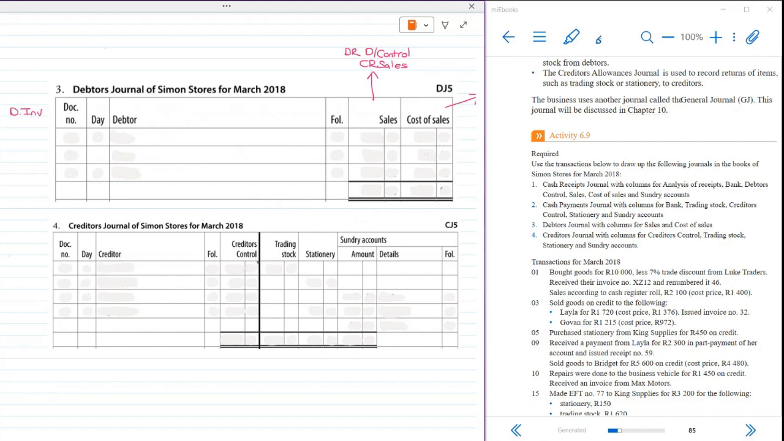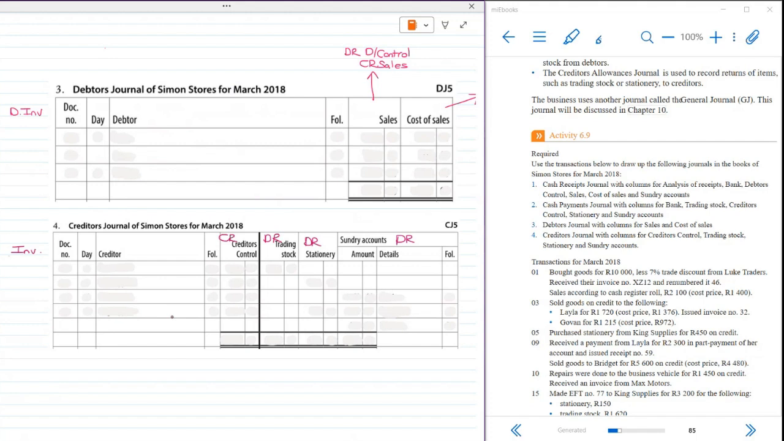So if I owe them, the liability would need to increase, and the only way we can increase the liability is if we credit it. So I'm going to credit my creditors control and debit the rest of the items. So I'm going to debit trading stock, debit my stationery, and debit all the accounts in my sundry account. Regarding my source document for the creditors journal, we only have one source document, and that is the invoice. So we get the original, and the creditor will keep the duplicate. The creditor, we will write the name of the creditor in this column.